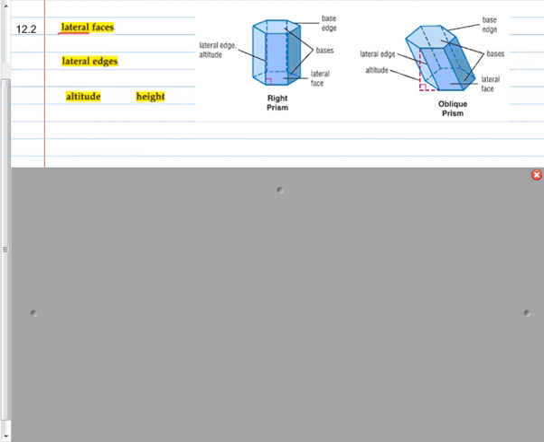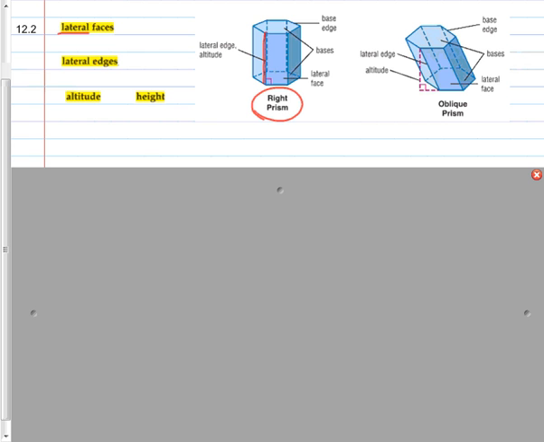Altitudes of objects. Altitudes are the same definition we've always had. We need to go from a point perpendicular to the base, to another side. That's going to be the altitude. Right over here they have shown a right prism, which is what I'm holding. An altitude is going to come right down a lateral edge. That would be an altitude of this shape.